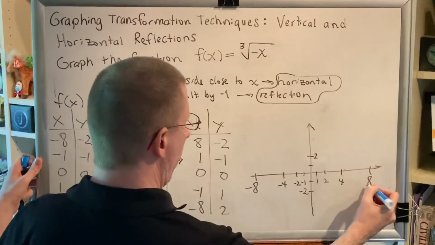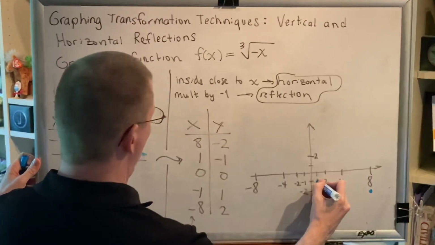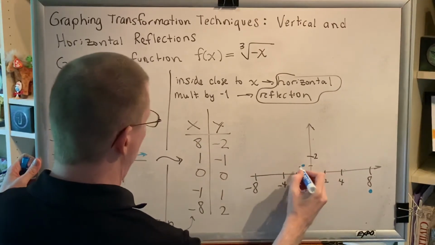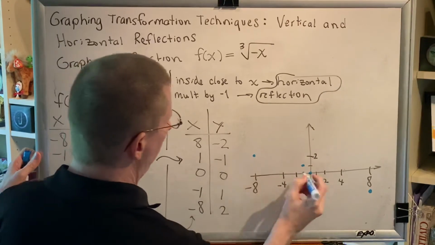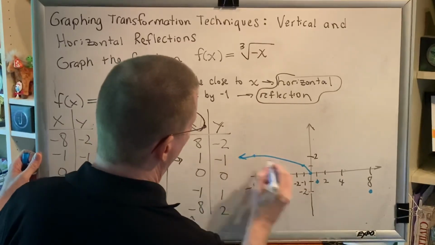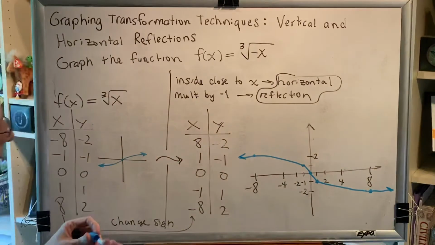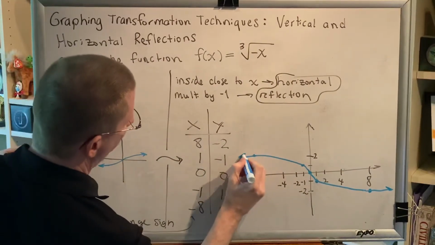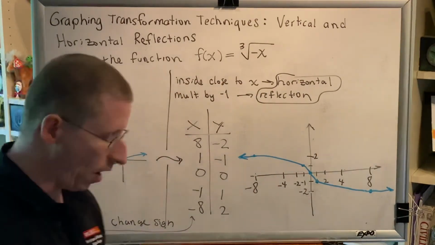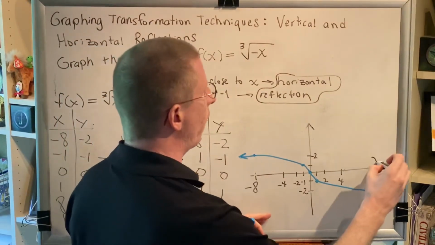8, -2, that would be over here. 1, -1 would be here. 0, 0, here. -1, 1, here. -8, 2, here. We connect our points together. And this is our final picture. This is the graph of f of x equals the cube root of -x. Now, I'd like to say this is the end. We're done. This that we've shown here in blue is our final answer.